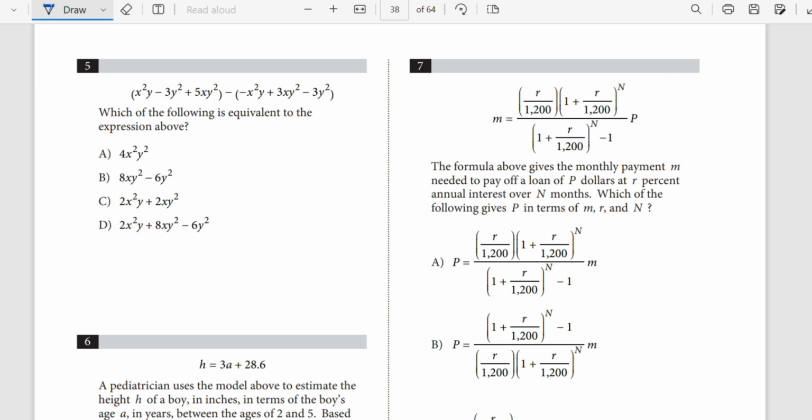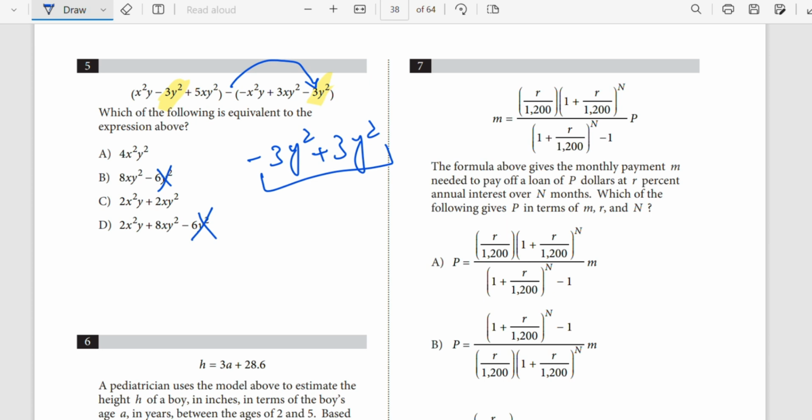Now we are moving on to question number 5. Which of the following is equivalent to the expression above? Remember, here when I look at the question, this is 3y square, here also 3y square. So minus 3y square times minus, that becomes plus 3y square. So there will be no y square term in the answer. So this one is not the answer, this one is not the answer. So the answer is either A or C.